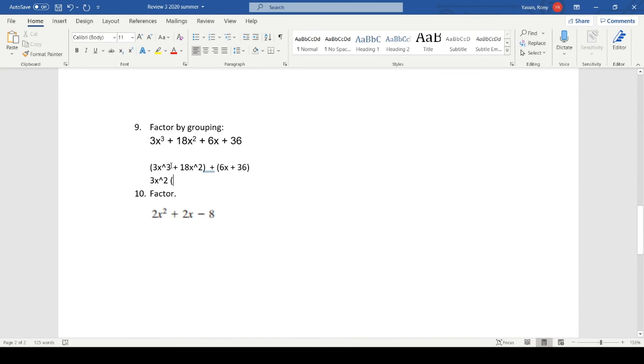So 3x to the third divided by 3x squared. Well, 3 divided by 3 is 1. And then x to the third divided by x squared will just give you x to the first, or just x. So what's left over on the first term here is x.